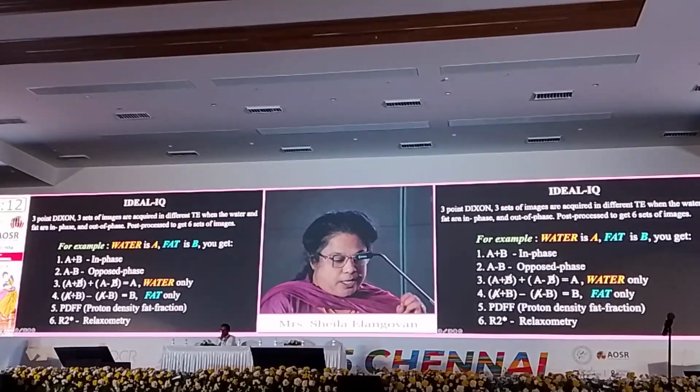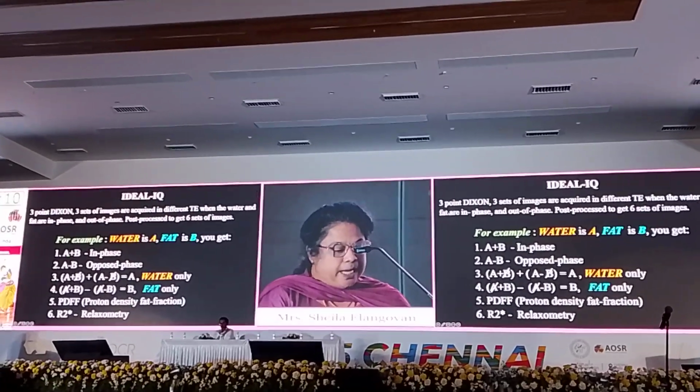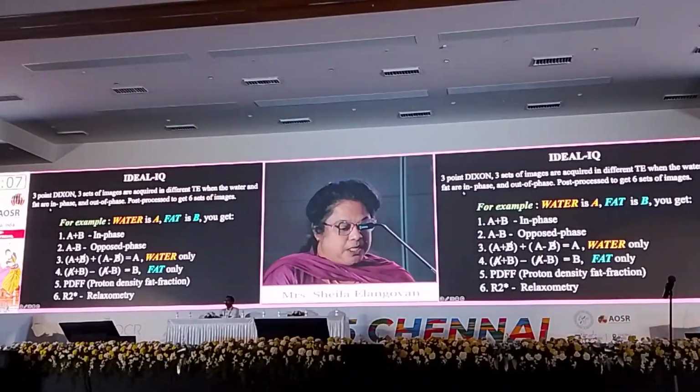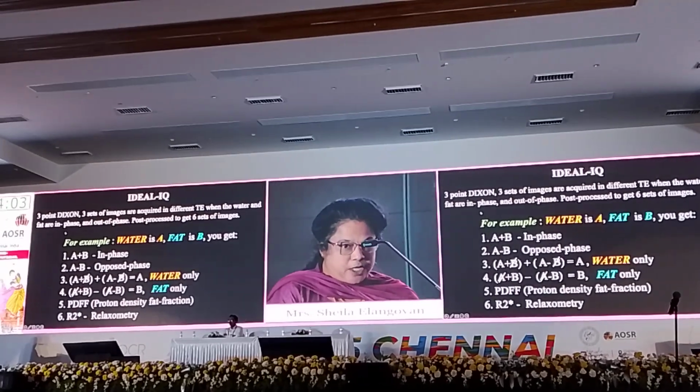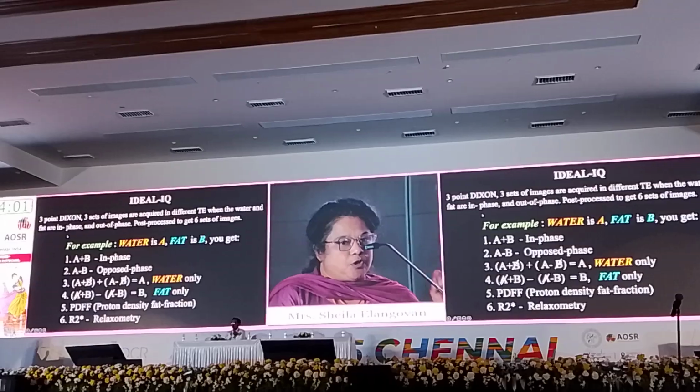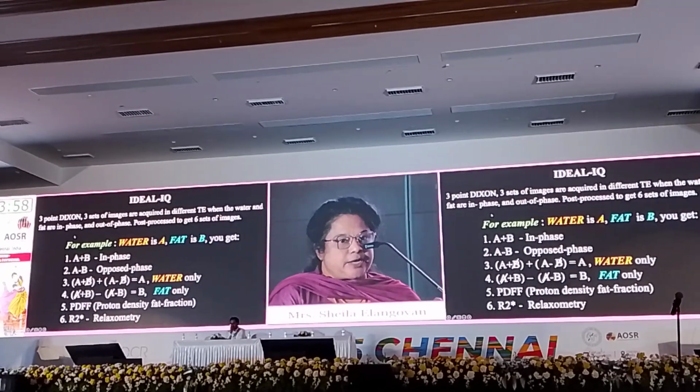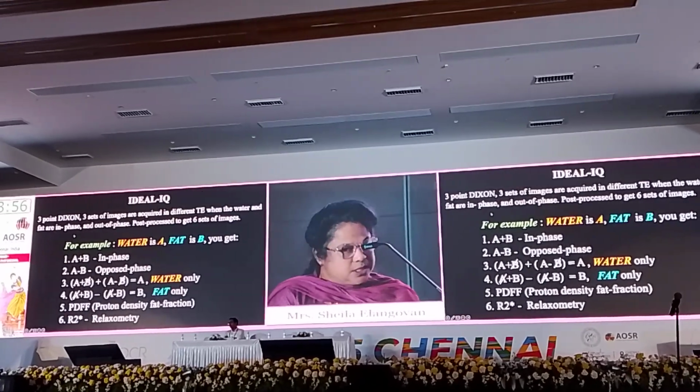Fat minus water, water minus fat in opposite phase. Then A plus B plus A minus B, you get water only. A plus B minus A minus B, you get fat only. The 5th set of images is your proton density fat fraction, and the 6th set of images is your R2 star relaxation. We shall see one by one.